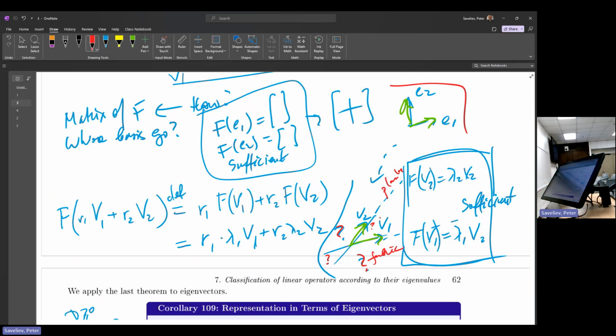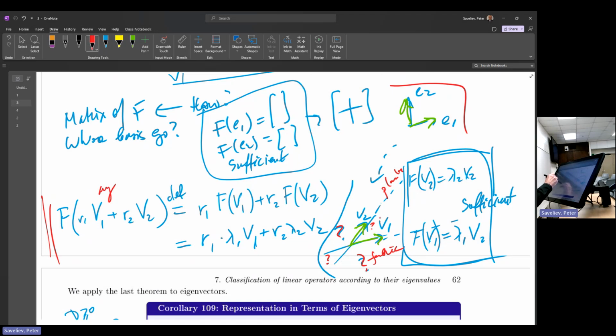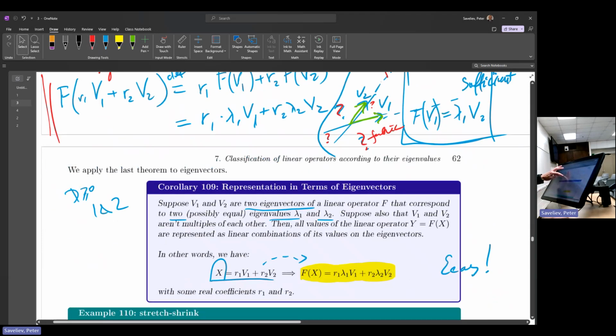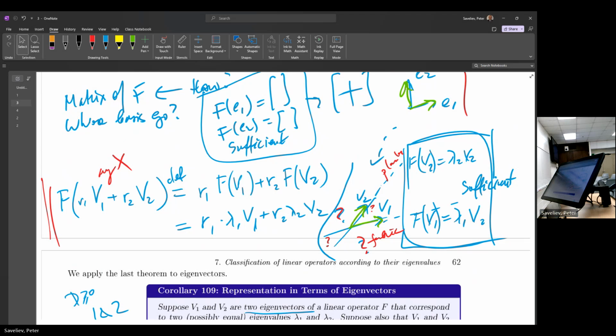then we know where the rest of the vectors go, because we can express, well, that's what we see here, we can express any vector. So this is any v, let's say x, any x can be expressed as a linear combination of v1, v2, and therefore under linearity we also know where it goes. Okay, so that's literal computation right here.